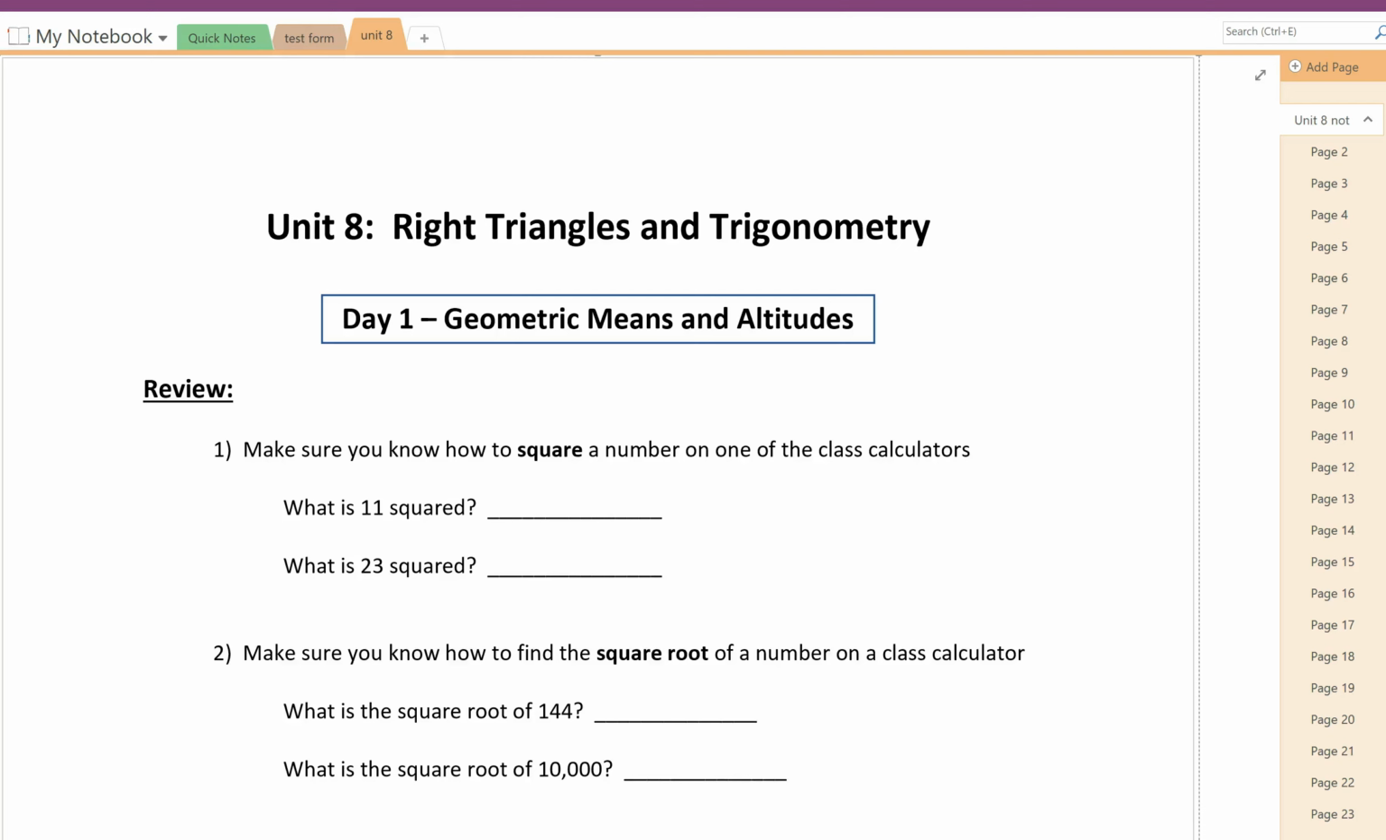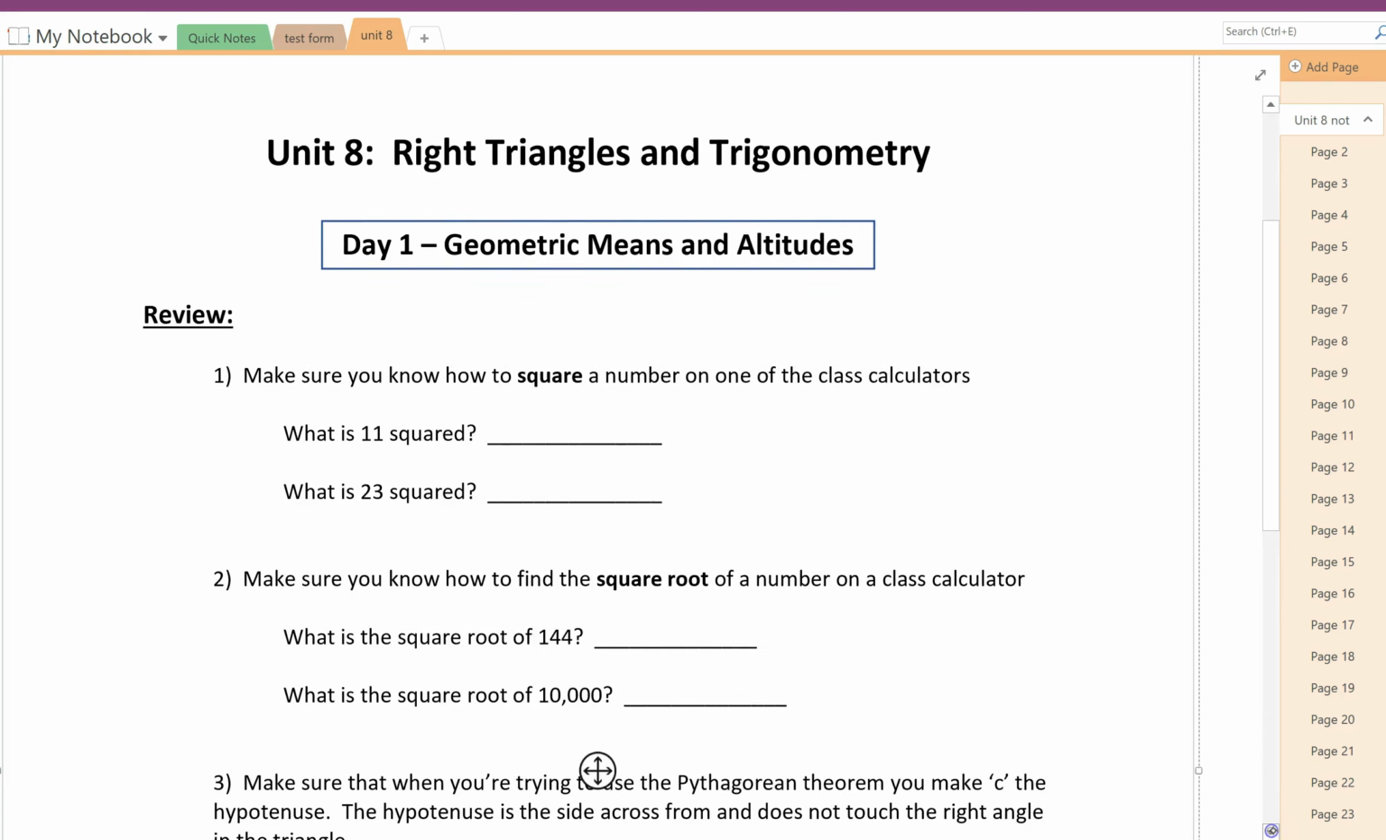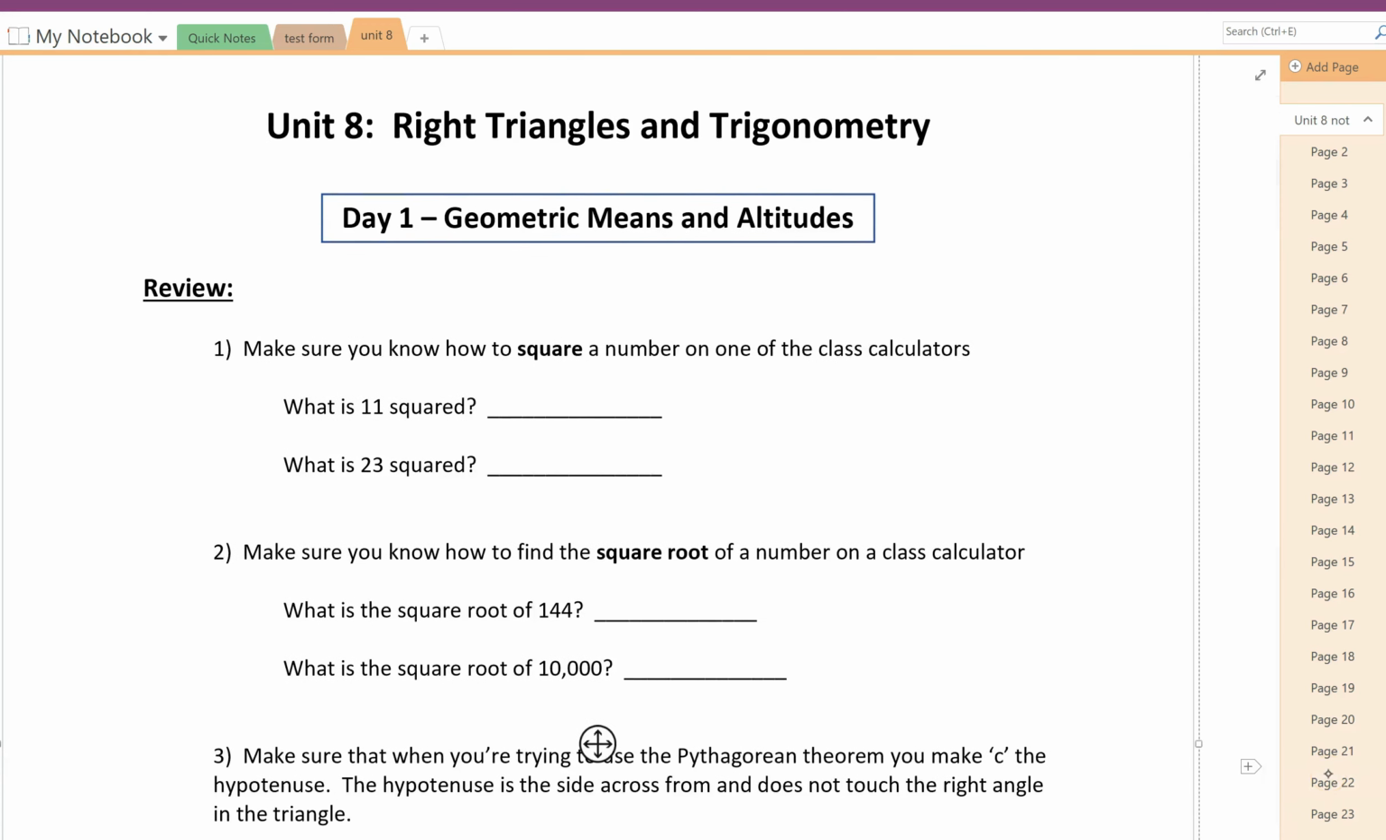All right, today we're starting Unit 8. Only this unit and then one more and then spring break. So it'll be here before you know it. Anyway, before we start Unit 8, there's a couple of things we got to review, a couple of things that are going to be really important for you to know.